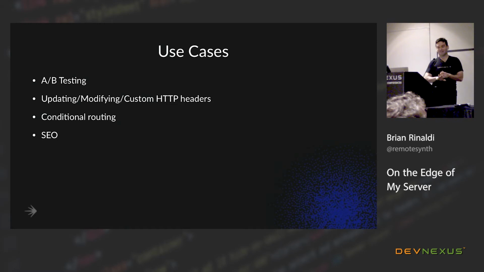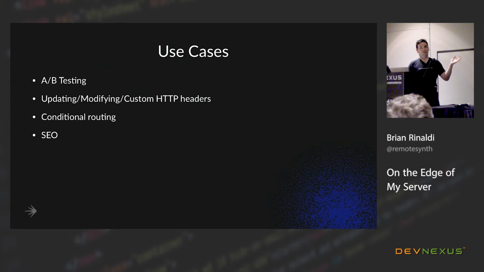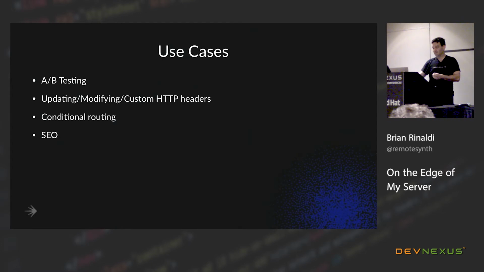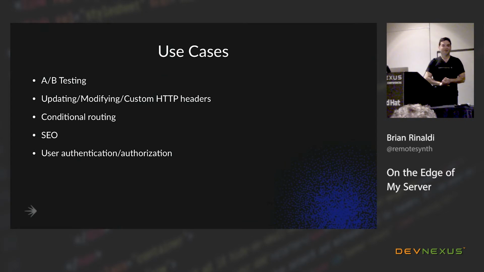SEO, so this is similar to the conditional routing idea. You can detect whether this is a search crawler and serve them up a different version of the site. Obviously not a fake version, but you might have different ways you want to optimize the content you're sending for SEO purposes, and you can send that back based on, okay, this is a crawler, I'm going to send back this SEO optimized version. I don't even know SEO magic, so don't ask me how to do that.